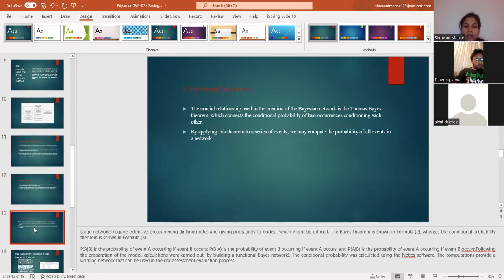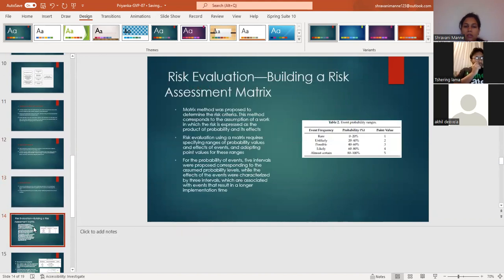And coming to the third factor, which is performing calculations. So the author described how to calculate the percentages based upon the probability of event A occurring if event B occurs, and probability of B given A is the probability of event B occurring if event A occurs. So the computations provided in the working network are used in the risk assessment evaluation process. So from here, Lama will be continuing.